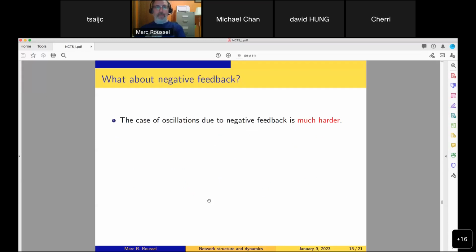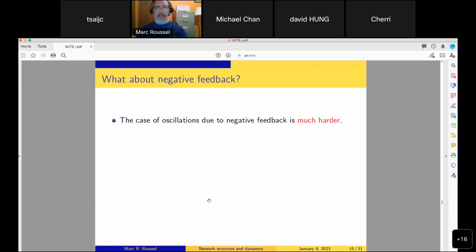So I mentioned the theorem that said you get an Andronov-Hopf bifurcation due to positive feedback provided you have a critical fragment. Well, what about oscillations due to negative feedback? That case turns out to be a lot harder. Roughly speaking, all of this theory is actually built in the background on top of the Routh-Hurwitz criterion. And the critical fragments correspond to a single Hurwitz matrix having a negative determinant.